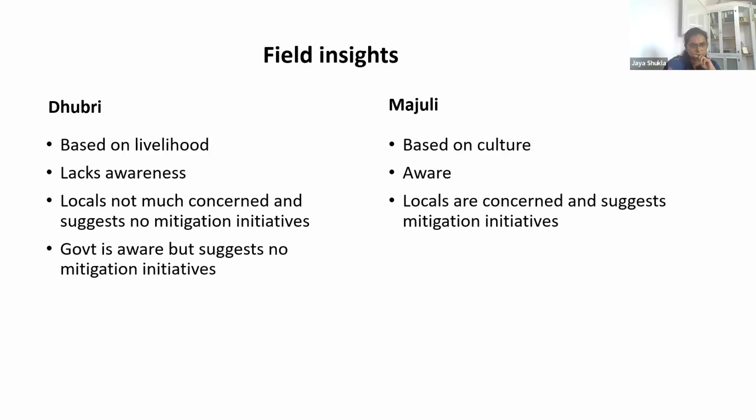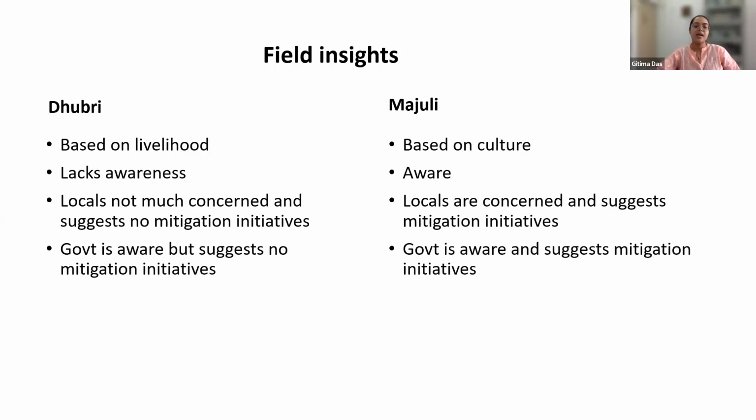And finally, when we interacted with the local government officials in Dhubri, we could see that although they are aware of the impacts of inland water transport on the river environment, all they have done so far is an environmental impact assessment, or the EIA, with no follow-up mitigation intervention. This is not the case for Majuli, because the government there is quite serious about environmental conservation, and they do suggest certain mitigation interventions.